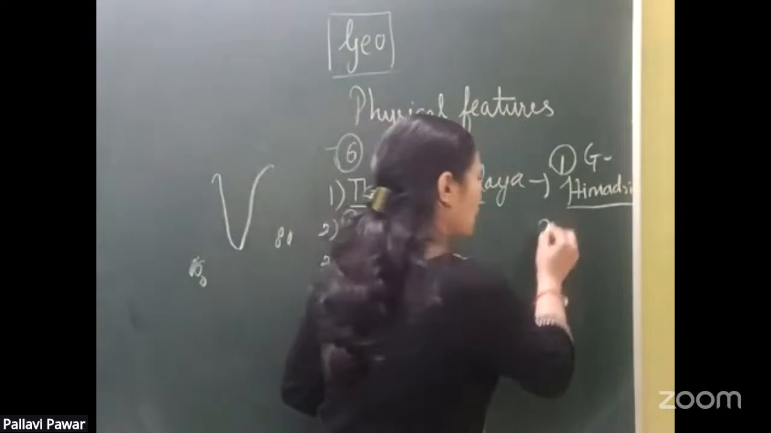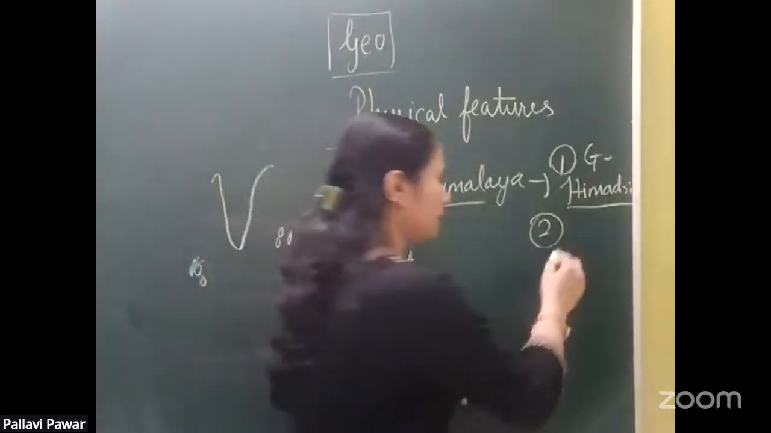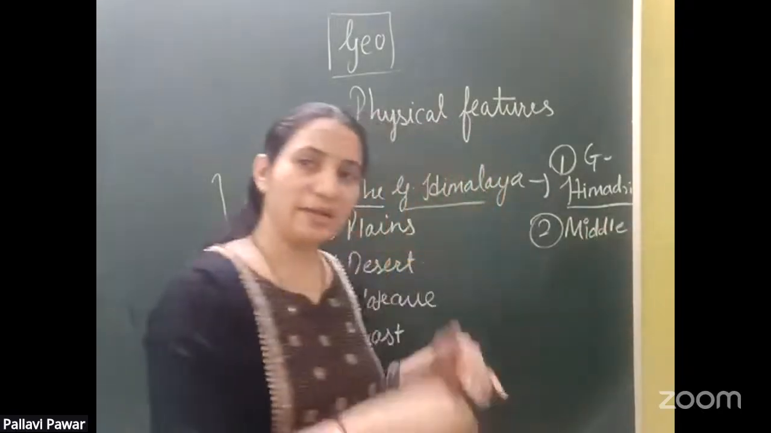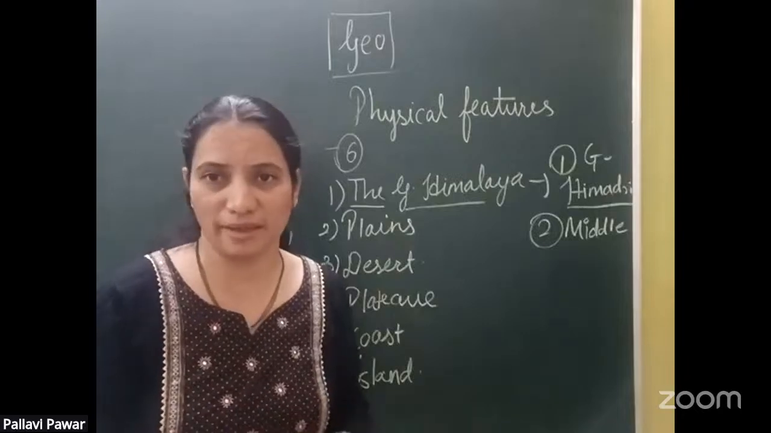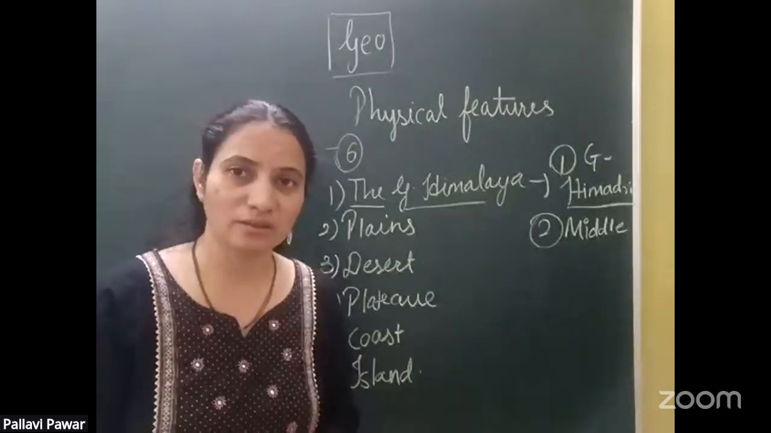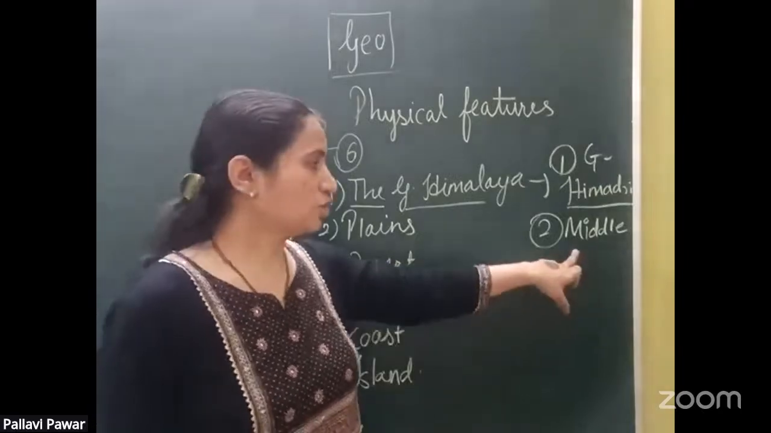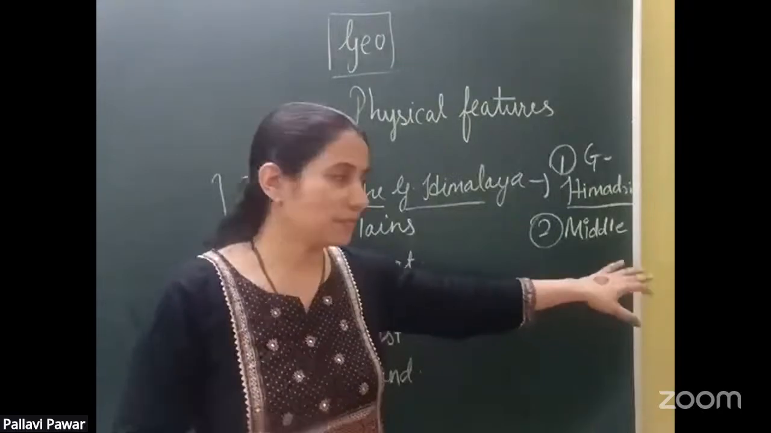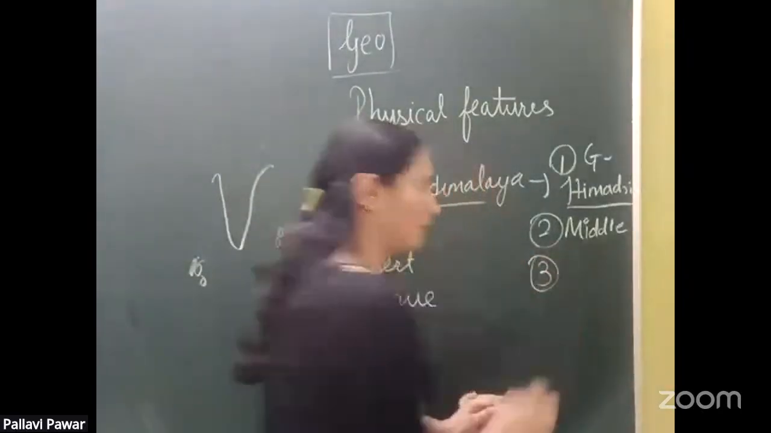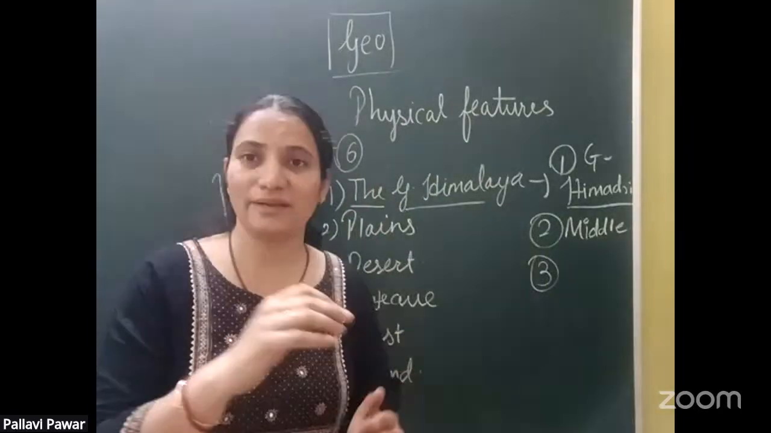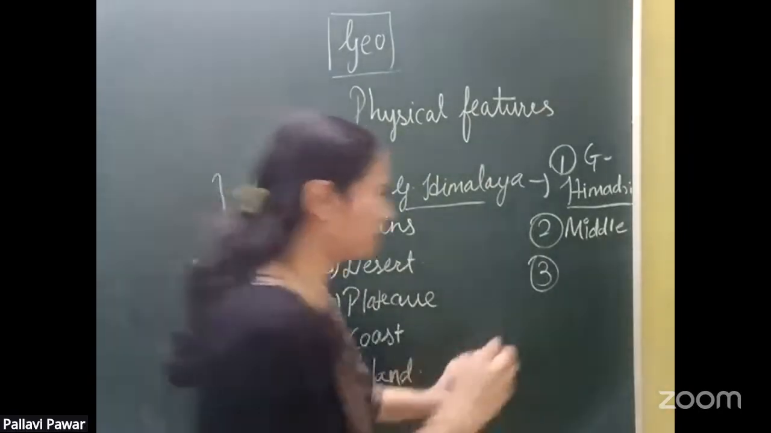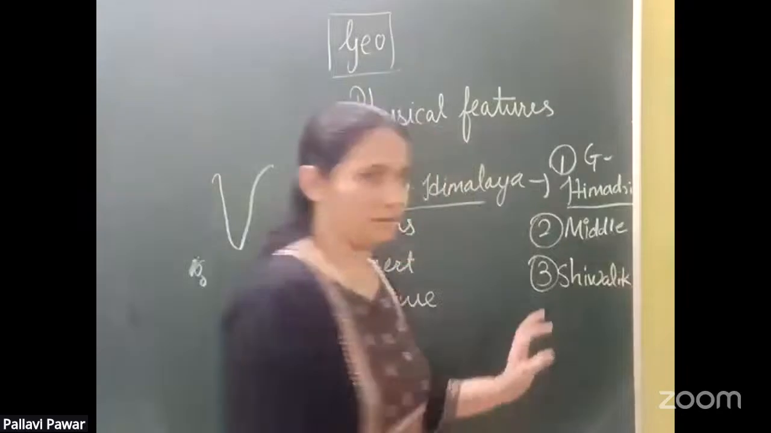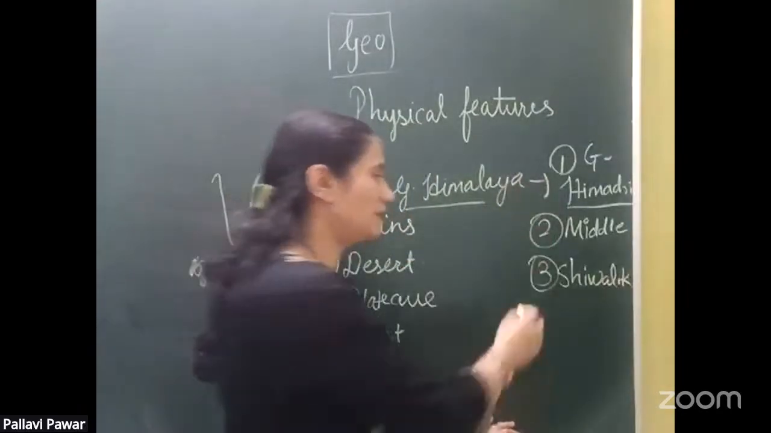Now after that we will come to the next part, that is Middle Himalaya. Middle Himalaya is also known as Lesser Himalaya. Okay. Now after that, downside, the last range is called Shivalik. So this is the latitudinal extension.